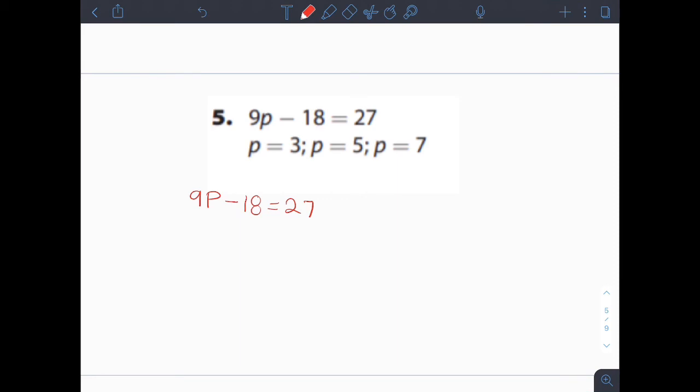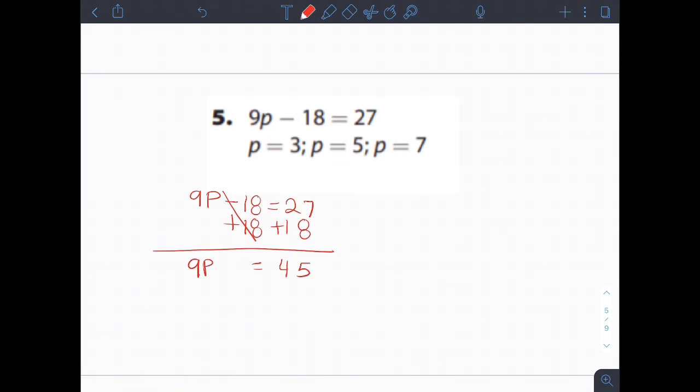Okay, we start with our first step, which is canceling out my minus 18. So I'm going to do the opposite operation, which in this case is to add 18. And I'm going to do that on both sides. Okay, we have to remember when you do it on one, you do it on the other. So now I can cancel my 18s. Bring down my 9 times p equals 27 plus 18, which will be 45.